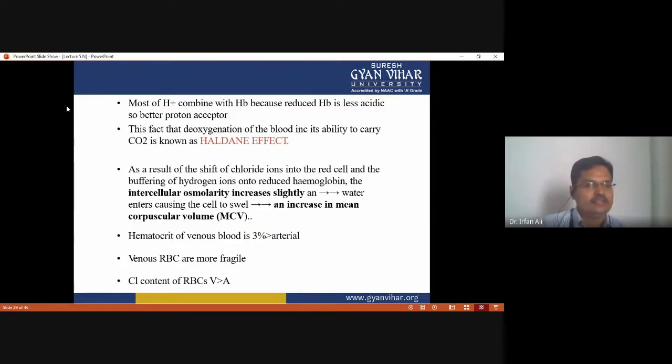This leads to increase in mean corpuscle volume. Okay, and hematocrit of venous blood is approx 3% higher than arterial blood, and venous RBC are more fragile. That's why, and chloride content of RBC in venous blood is higher as compared to the arterial blood. Okay, because of this process of dissociation of carbonic acid and chloride shift.